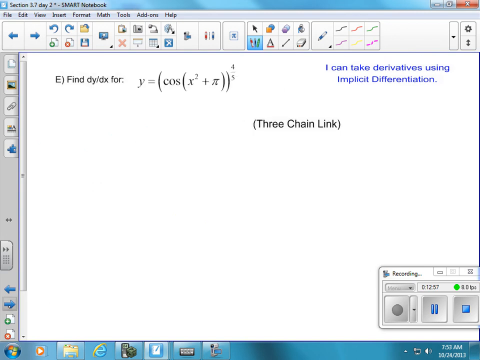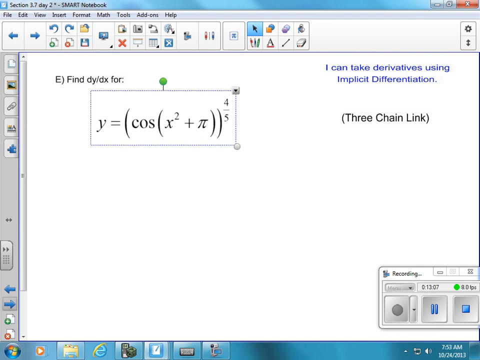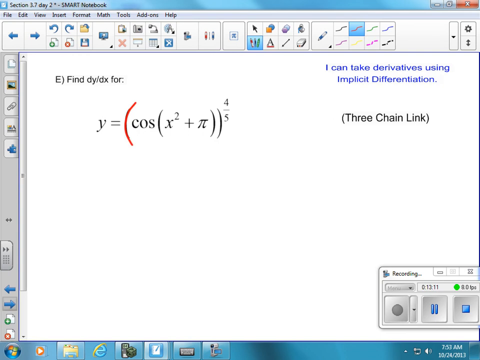All right, last example is a 3-chain link, and it's a cosine function. So we have a couple of things in here. Okay, this is our outside function, something to the 4/5. So let's take the derivative of that first. We multiply 4/5 in front of our parentheses. And what's inside the parentheses doesn't change for this first part. We subtract 1, we get negative 1/5.